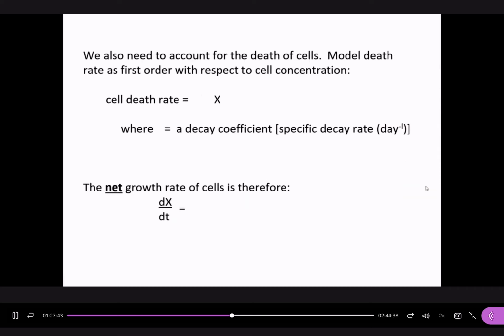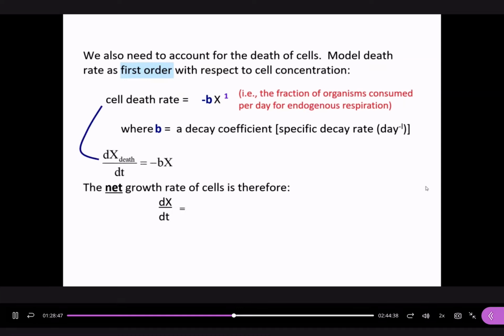And then next we consider the death of cells. Imagine in the aeration tank, you're supplying food, so the cells are growing, but some cells are dying, right? So we use a term to describe the cell death rate. It's just minus b times x. So this is first order reaction kinetics. Minus because of reduction. B is a rate constant, and we call B the decay coefficient. Its unit is 1 over day, per day. So the death is minus bx, and the net growth is the growth minus death. Make sense? Okay. So far so good.